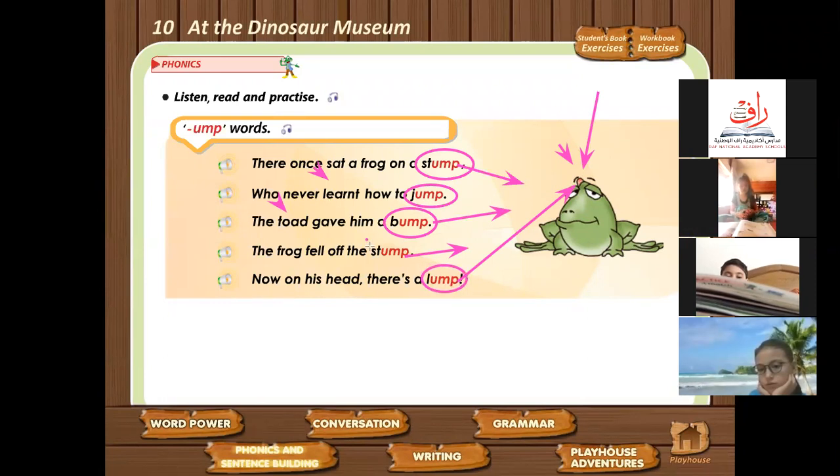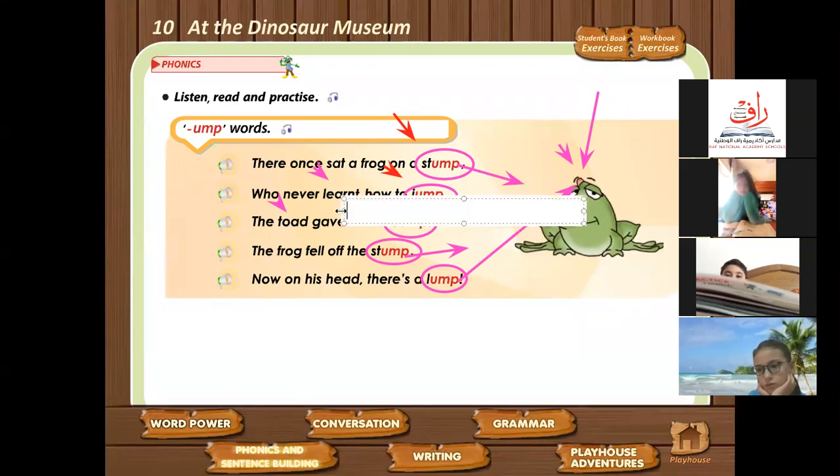Lump and the stump. Okay, teacher, I marked it. Yalla miss, let's read with Natalie again. Stump. Stump. Raise your voice, Natalie. Jump. Jump. Excellent. Jump. Bump. B-b-bump. Yalla ya Natalie. Bump. Excellent. Let's continue. Stump. Stump. Lump.